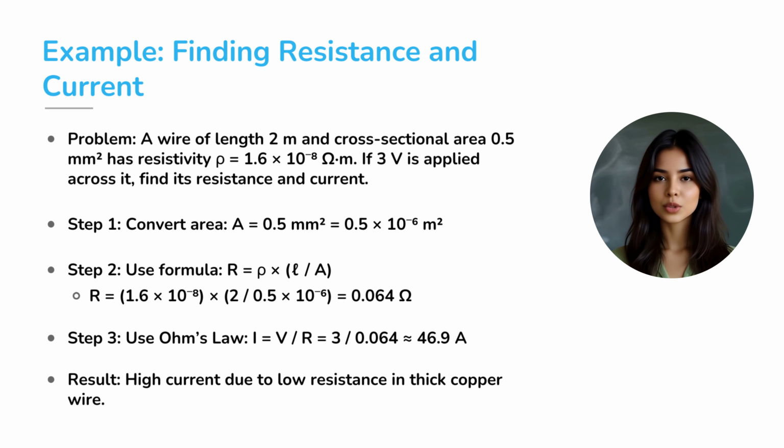Step 2. Use the formula R equals rho times L divided by A, substituting values. R is equal to 1.6 times 10 to the power minus 8 multiplied by 2 divided by 0.5 times 10 to the power minus 6. This gives R equals 0.064 ohms. Step 3. Apply Ohm's law. I equals V divided by R, so I equals 3 divided by 0.064, which gives I equals approximately 46.9 amperes. That's a large current because copper has very low resistivity and we are using a thick wire.